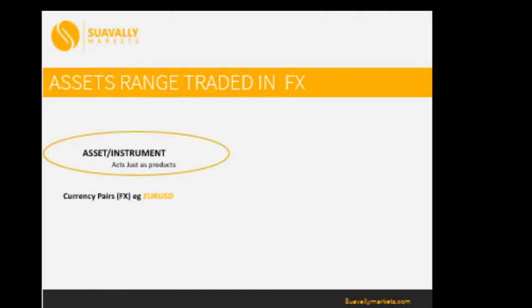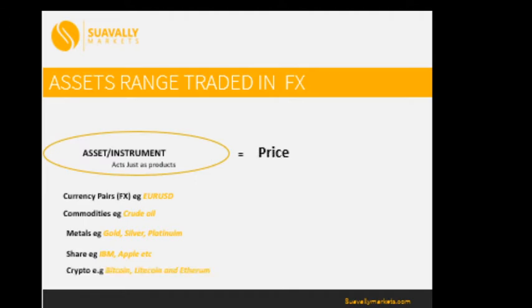A currency pair, as an example, Euro USD, becomes something like a product, very similar to the way you're going to have a phone having a certain price. Euro USD as an asset becomes like a product. And so we have commodities like crude oil, metals like gold, silver, platinum. We've got shares like the shares of Apple, IBM, and the likes. And then we've got cryptos as well.